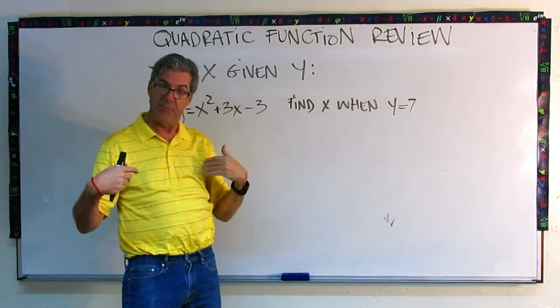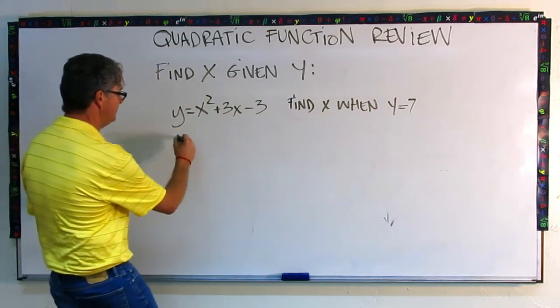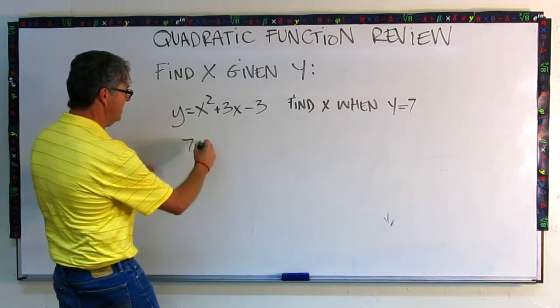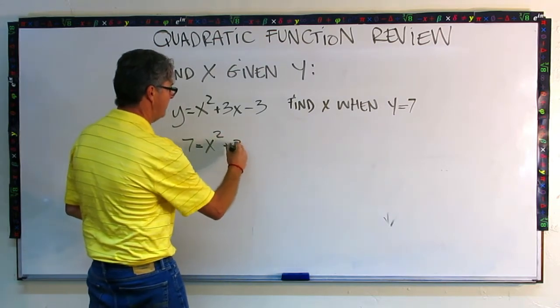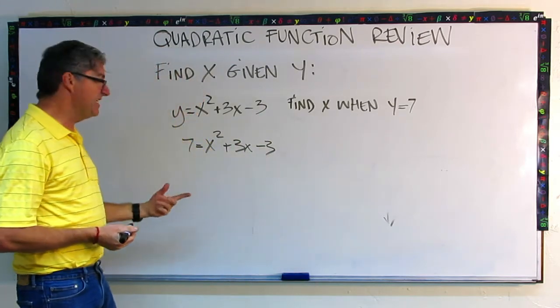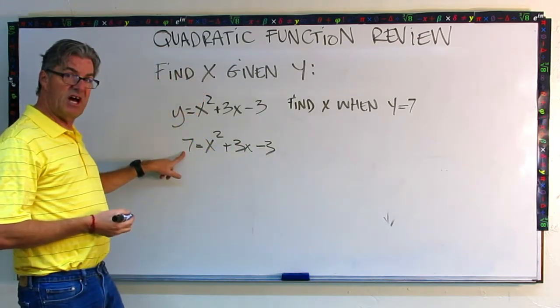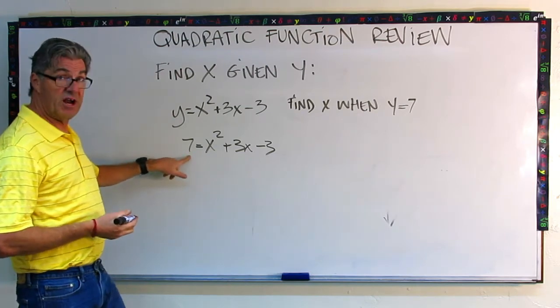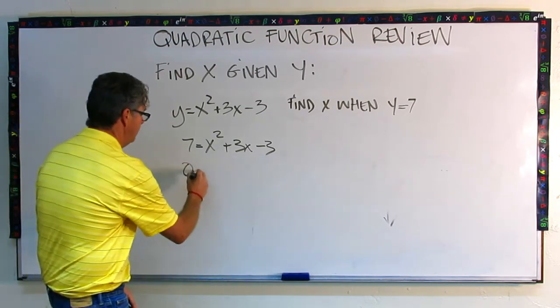So your first step with this is just to plug in. We're going to put 7 over here, because that's y, equals x squared plus 3x minus 3. Now if you remember from solving your quadratics, you need to get 0 on one side of the equation. So to do that, we're going to subtract 7 from both sides.